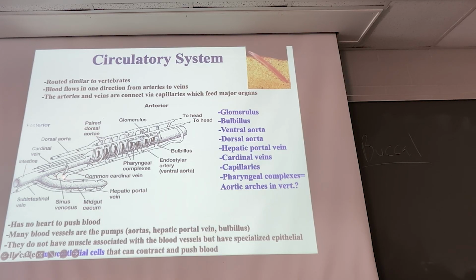And what's really interesting about it is the organization of the circulatory system is very similar to what you see in the vertebrate liver. The blood vessel going to the midgut cecum is called the hepatic portal vein, right, which is the same vein that delivers blood to the liver from the digestive tract.